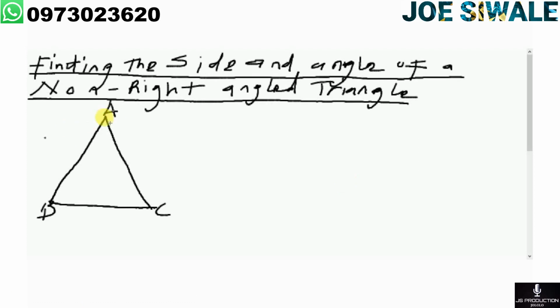So I have this triangle ABC, and I need to identify the sides. The side that is opposite to A is written as a small letter a, the side that is opposite to B is written as small letter b, and the side that is opposite to C is written as small letter c. And the first thing that we're going to look at is the sine rule.